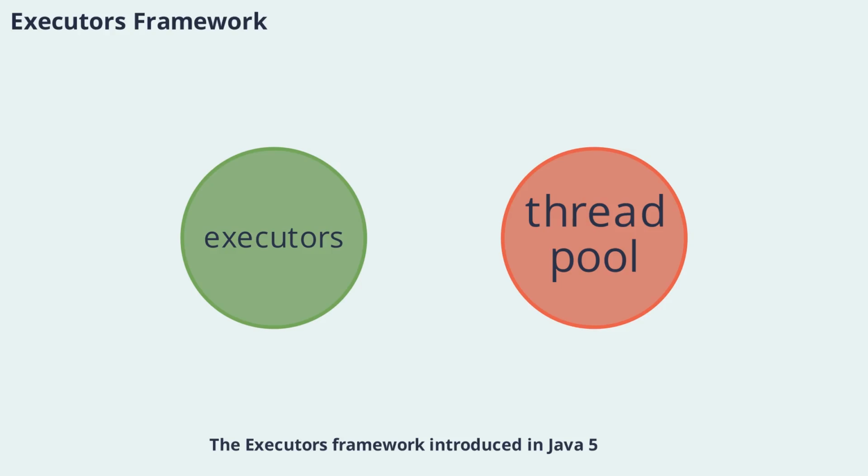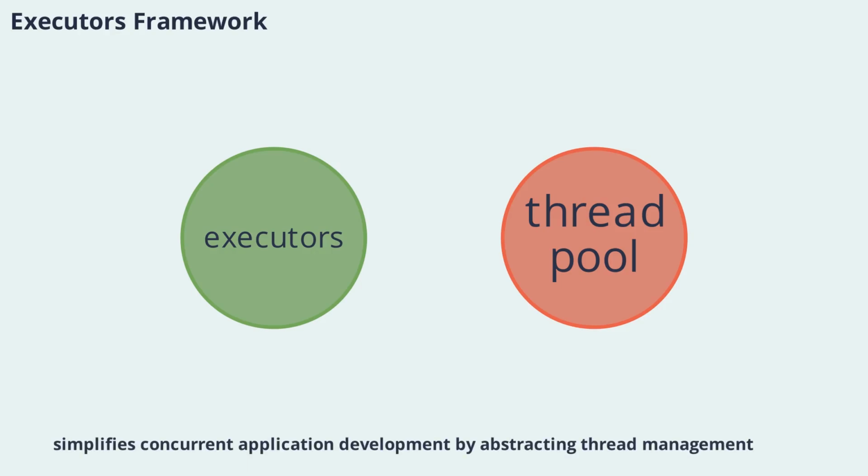Executors framework introduced in Java 5 simplifies concurrent application development by abstracting thread management. It helps avoid manual thread creation, manages resources, scales efficiently, reuses threads, and handles errors. Executors provide thread pools and scheduling, making it easier to build scalable and robust Java applications.